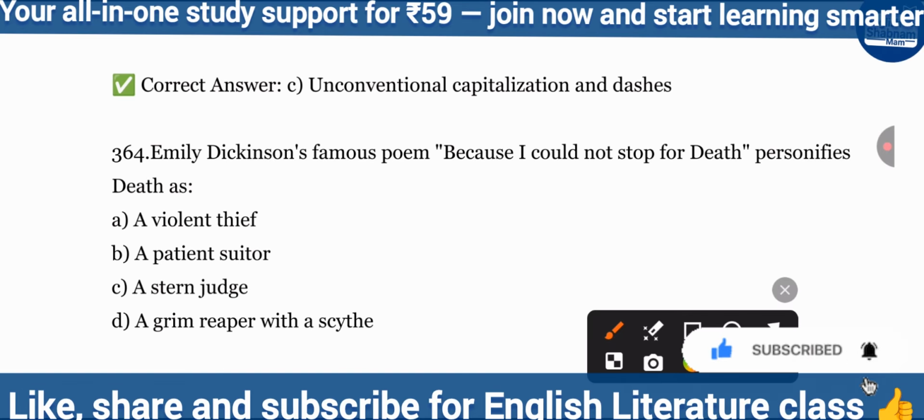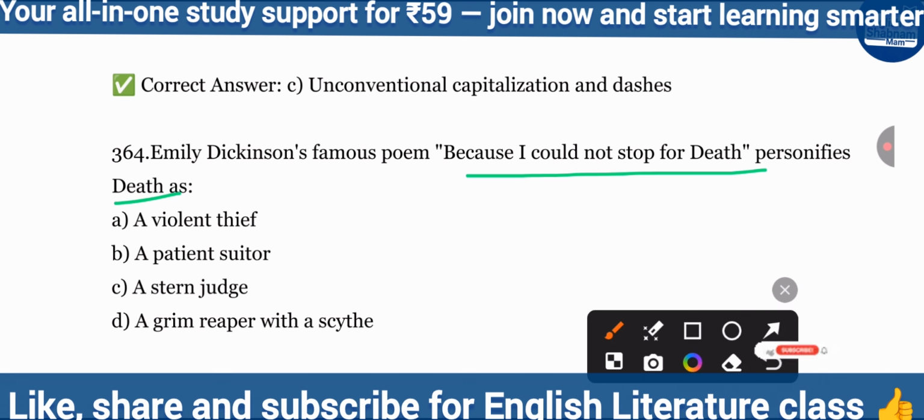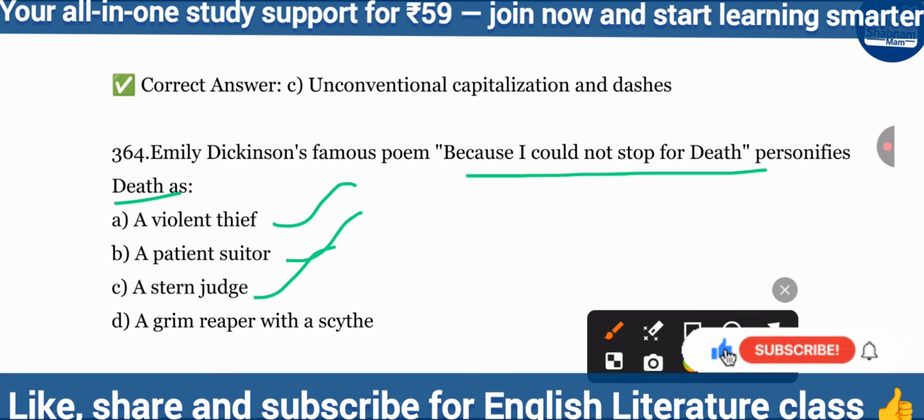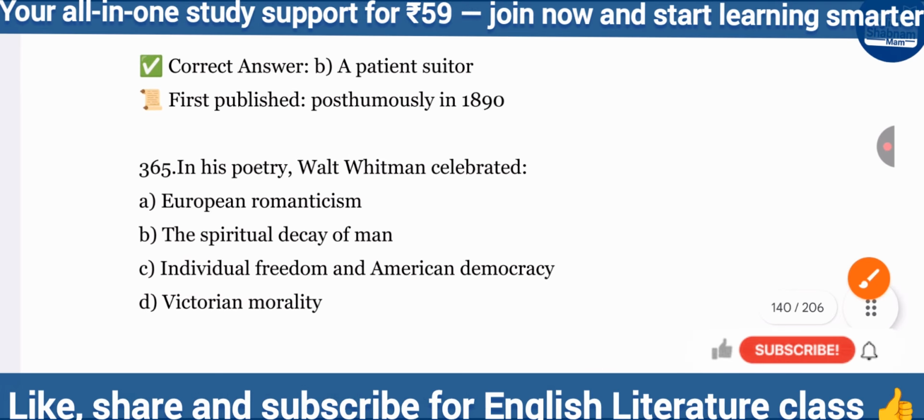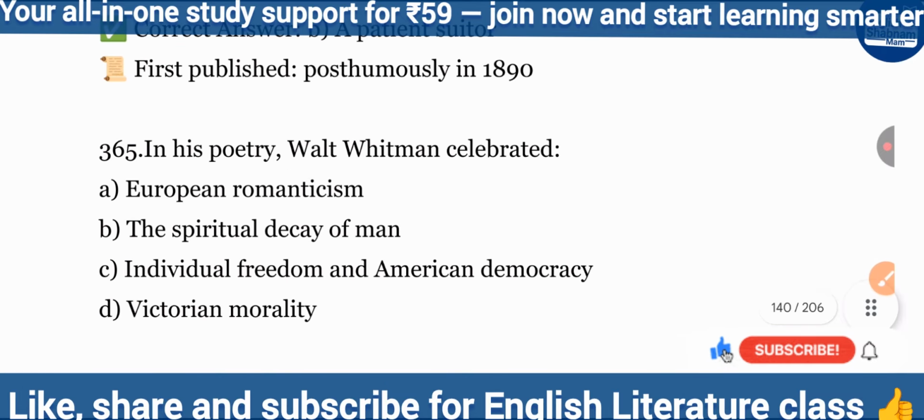Emily Dickinson's famous poem Because I Could Not Stop for Death personifies death as a violent thief, a patient suitor, a stern judge, or a grim reaper with a scythe. Because I Could Not Stop for Death personifies death as, it is option B, a patient suitor.